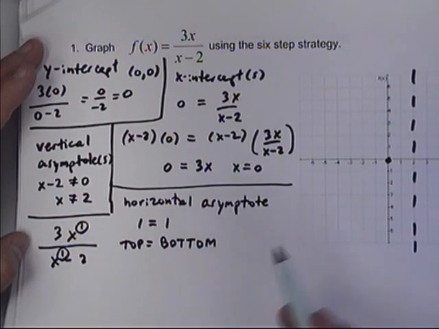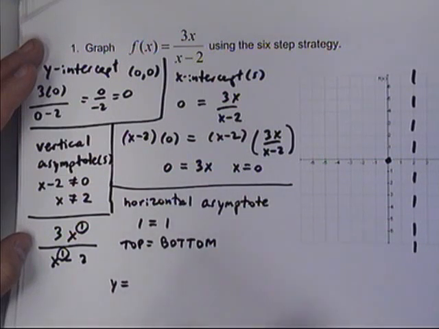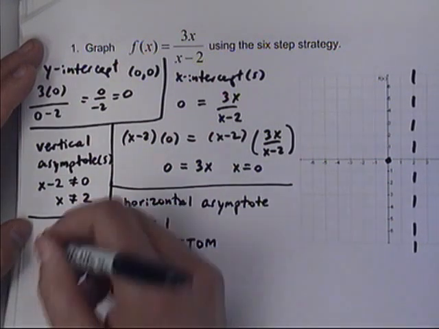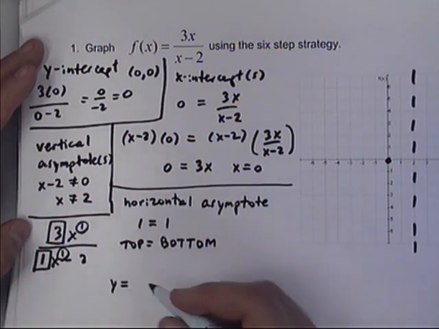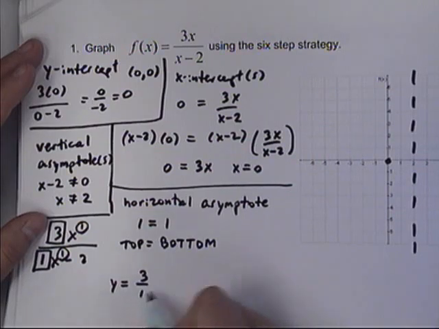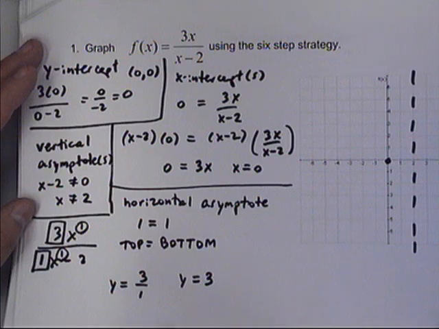So when that is the case, we find the horizontal asymptote, which is the line y equals some number. That's a horizontal line. We find it by taking the coefficients in front of our leading terms and making a fraction of them. So we're going to take 3 and divide it by 1. So yes, we have a horizontal asymptote. It exists at y equals 3.